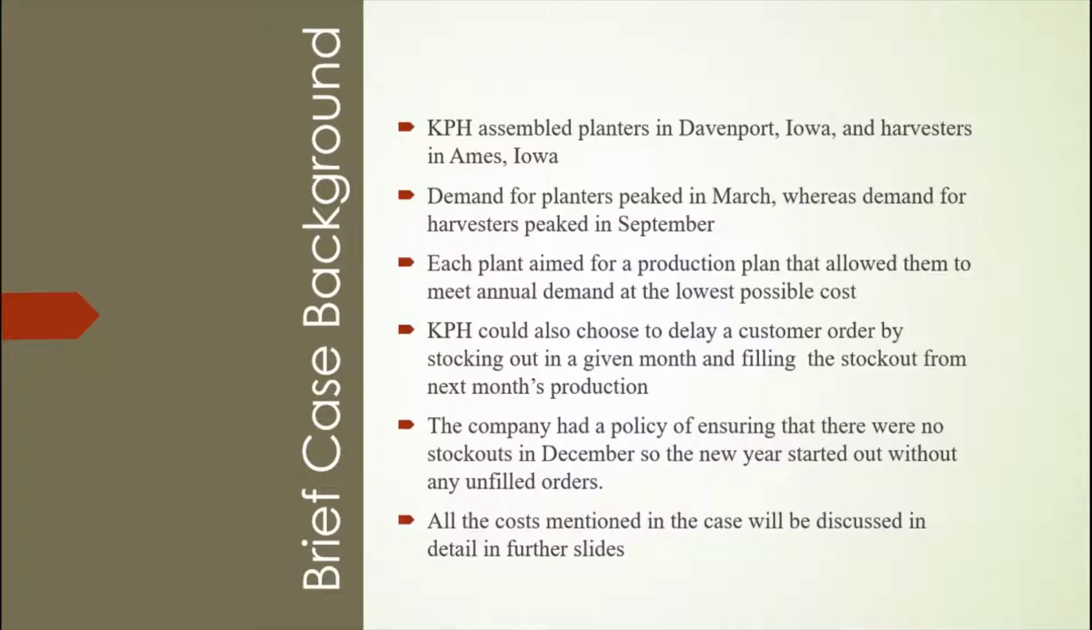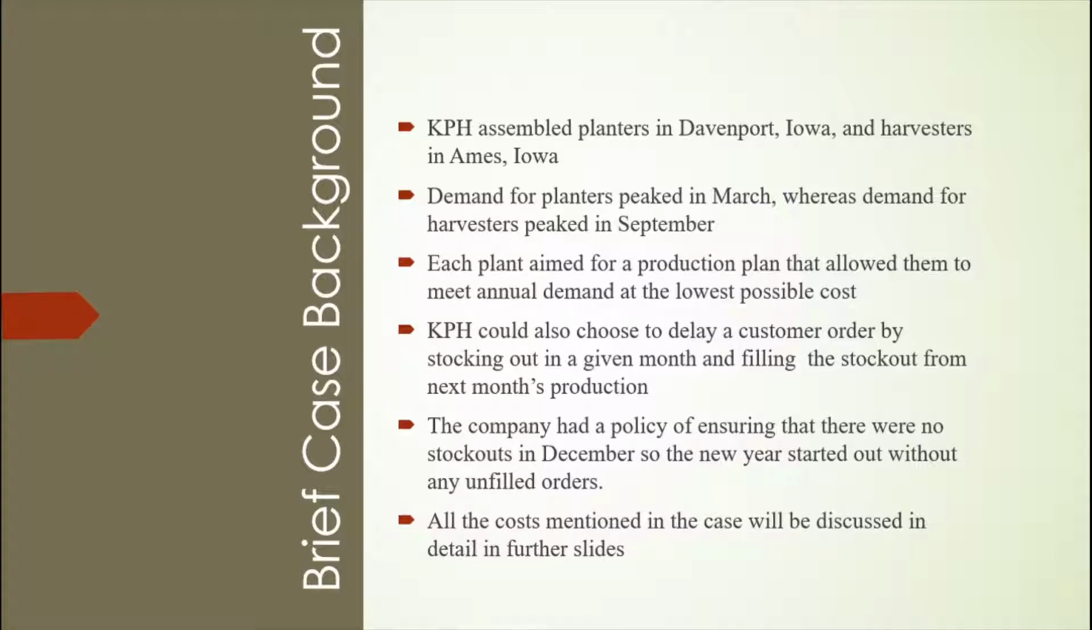I'll give you a brief case background. KPH assembled planters in Devonport and harvesters in Ames. Demand for planters peaked in March, whereas demand for harvesters peaked in September. They were both seasonal demands. But each plant aimed for a production plan that allowed them to meet annual demand at the lowest possible cost.